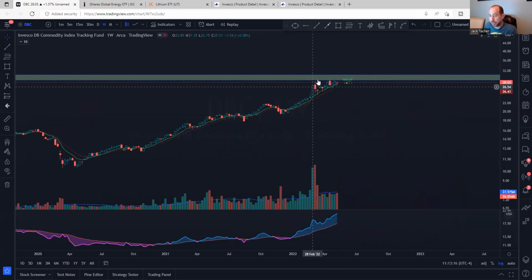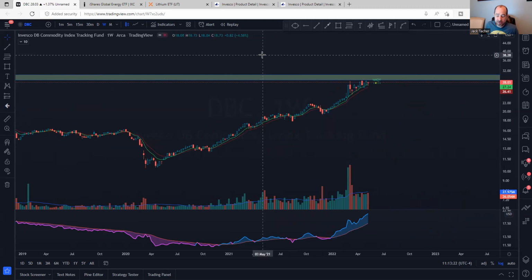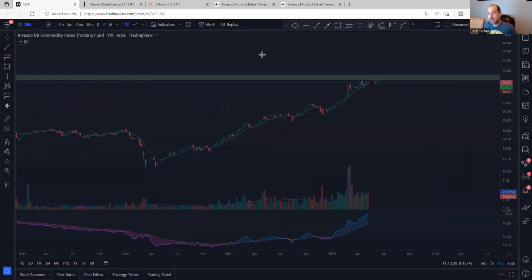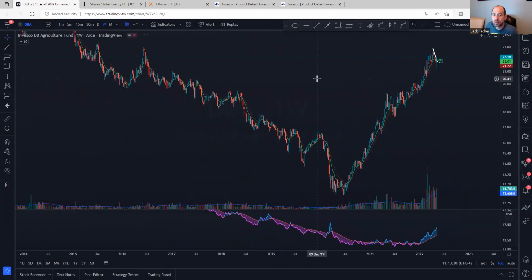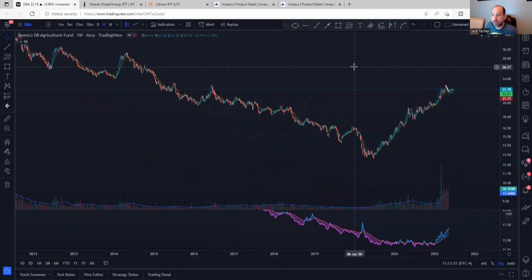Again, it's kind of like coming into this area, consolidating, tightening up a little bit. I kind of like that. So that's DBC. Now, there's another one called DBA, which is an agriculture only ETF. And you can see it's got a similar type pattern.